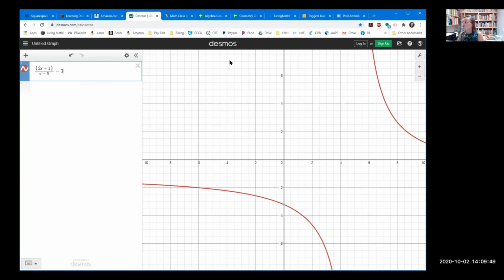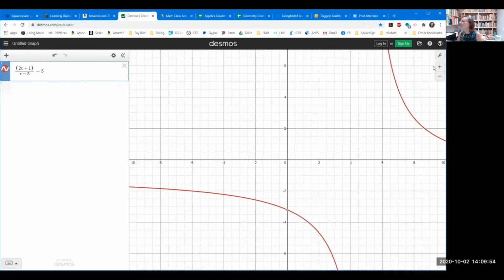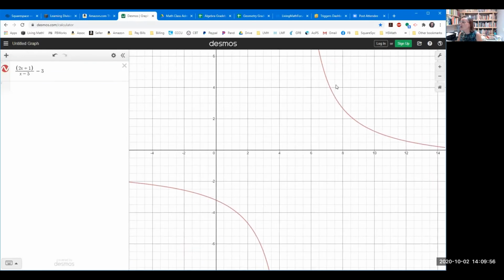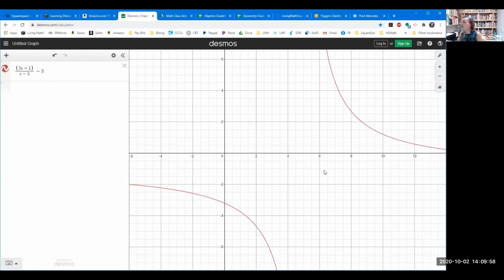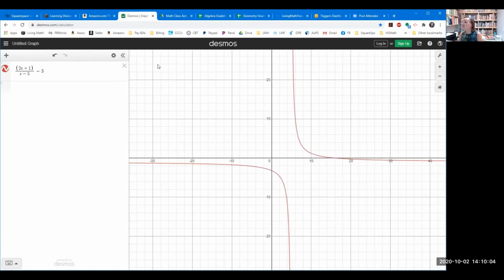All right, so I've graphed the function on Desmos. I just typed it in. And if I want to, by the way, I can kind of drag this around here, right? I could zoom in or out. I want to. I think I'm going to do that. That's going to make it a little bit easier to see.